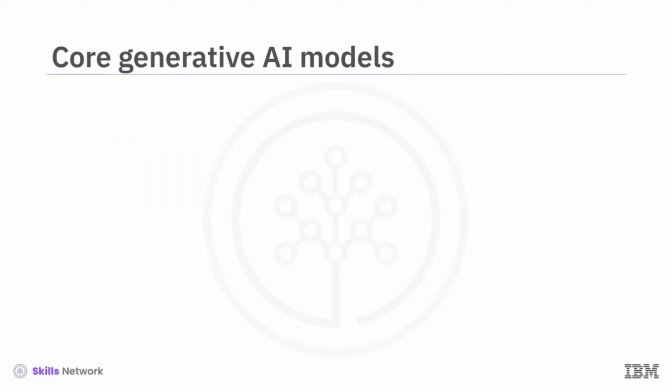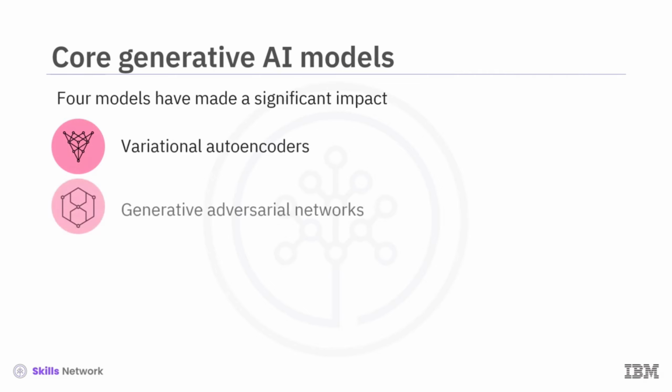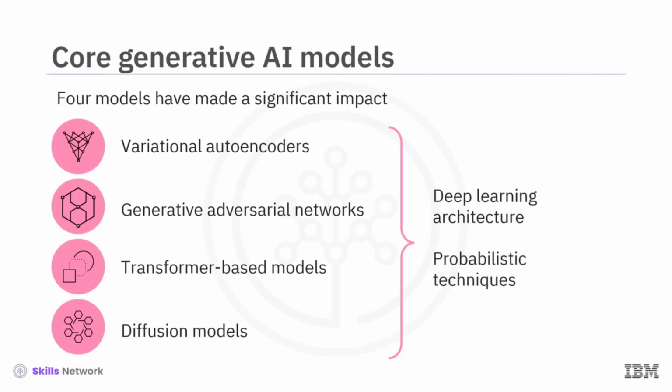In the world of generative AI, these four models have made a significant impact: variational autoencoders, generative adversarial networks, transformer-based models, and diffusion models. Each model employs a different type of deep learning architecture and applies probabilistic techniques. Let's gain insight into how they work.